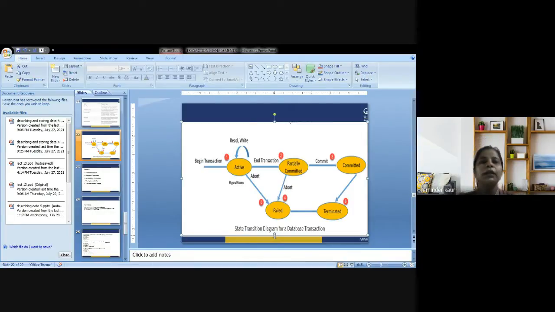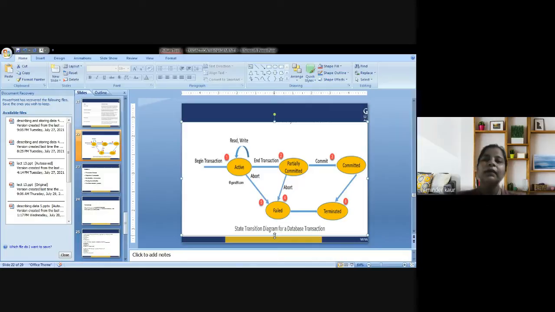Initially, we begin the procedure, that is begin transaction, then read and write operations take place, and it is an active transaction. Then we deal with the end of the transaction. End of the transaction is concerned with partially committed, meaning all the operations are performed, but the changes are still not updated successfully. In the end, committed means everything is complete in terms of updation, in terms of recording, in terms of everything.